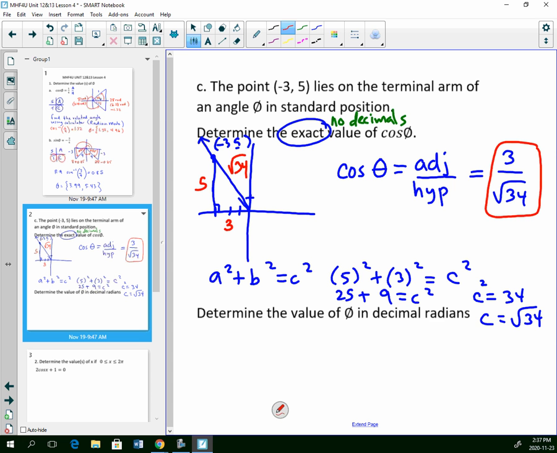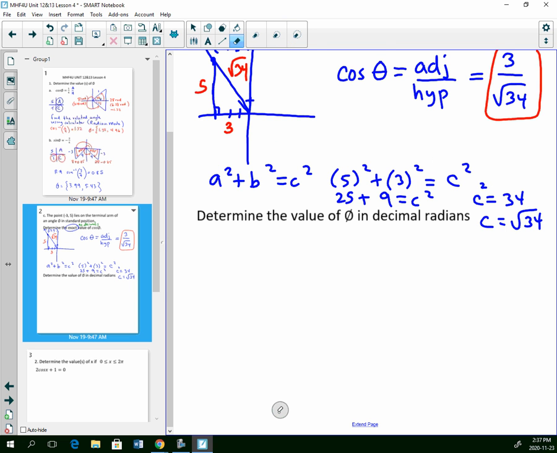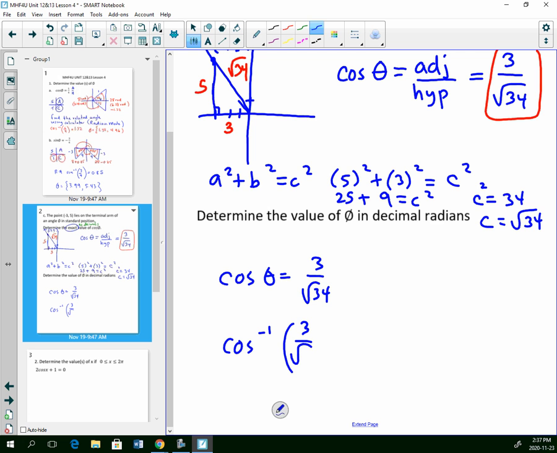The second part of the question says determine the value of theta in decimal radians. So now I'm going to use my calculator. If cosine theta is 3 over root 34, and I want to find theta, or the related angle, then I can just use my calculator to type that in. So I'm going to do the inverse cosine of 3 divided by root 34. And that gives me a decimal radian of 1.03.